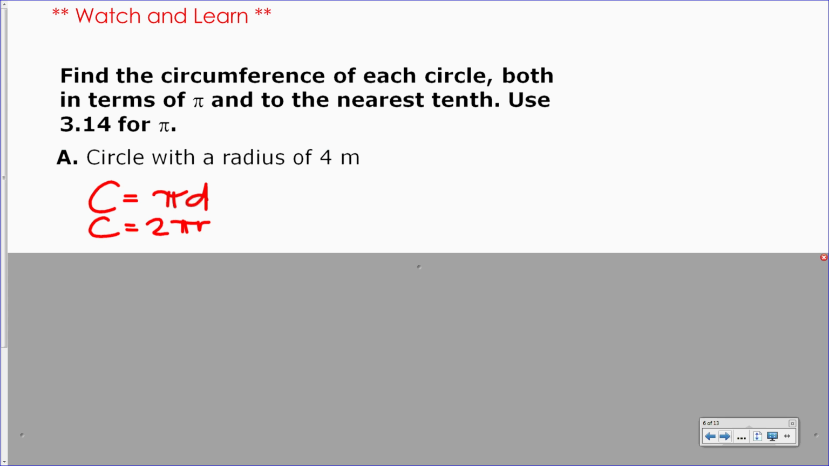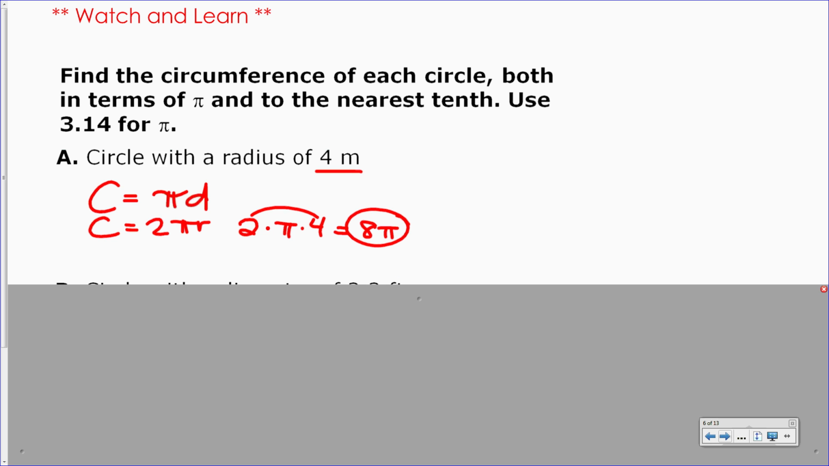So if my radius is 4, 2 times pi times 4, well, 2 times 4 is 8, so my answer is 8 pi. It says to give it in terms of pi. And then it says give it to the nearest tenth. So grab your calculator, and you're going to multiply 8 times pi.